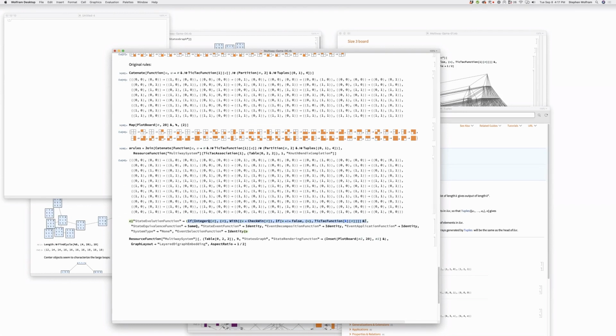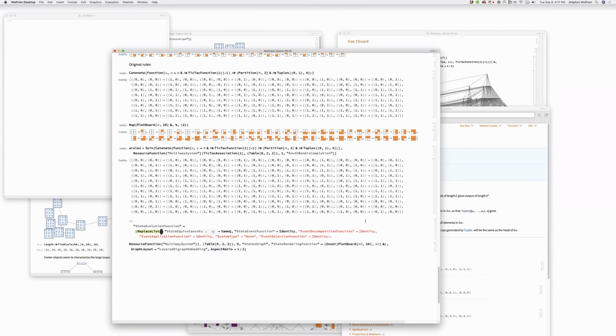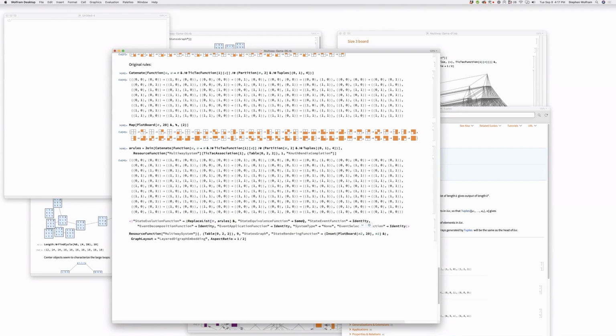I mean, if I just say replace, what the heck do I do here? I just say replace list of hash comma a rules. Is that right? Pretty much. Except that you also want to have the state evolution function. But this is the state evolution function, isn't it? It just replaces one of these states by a list of other states that apply. Okay, fine.